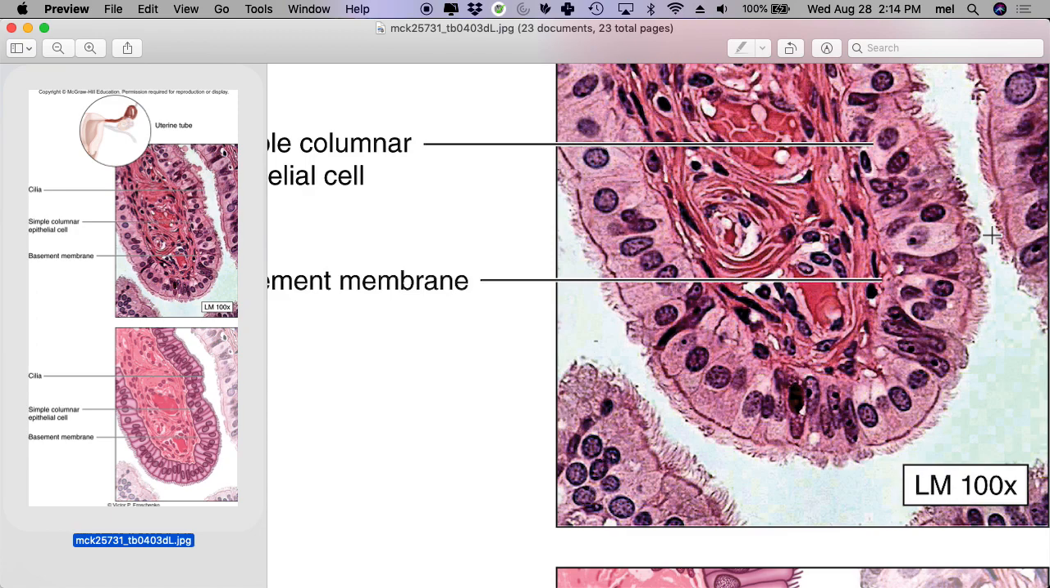And now, if you really understand that, then instead of me saying, are these cilia or microvilli, eventually I can ask you, is this tissue found lining the fallopian tubes, or is it found lining the small intestine?